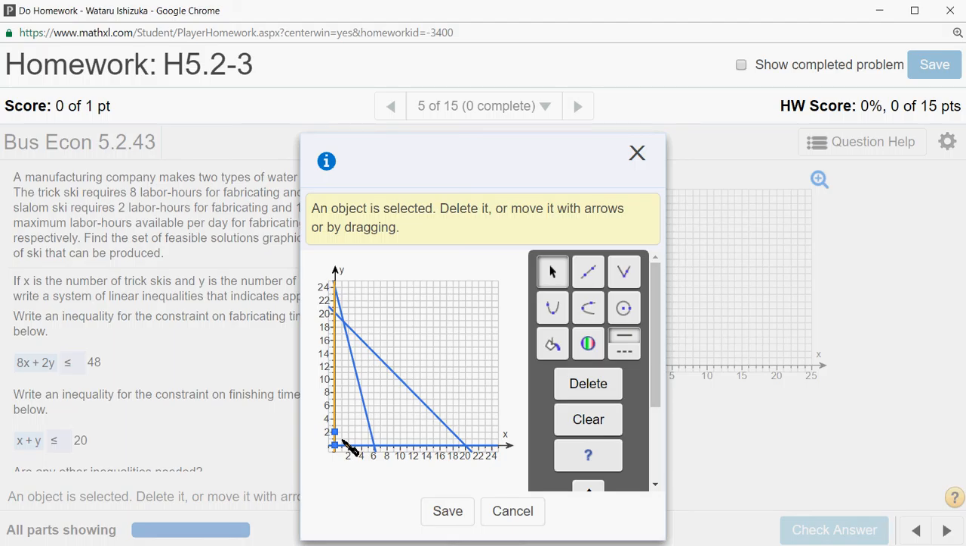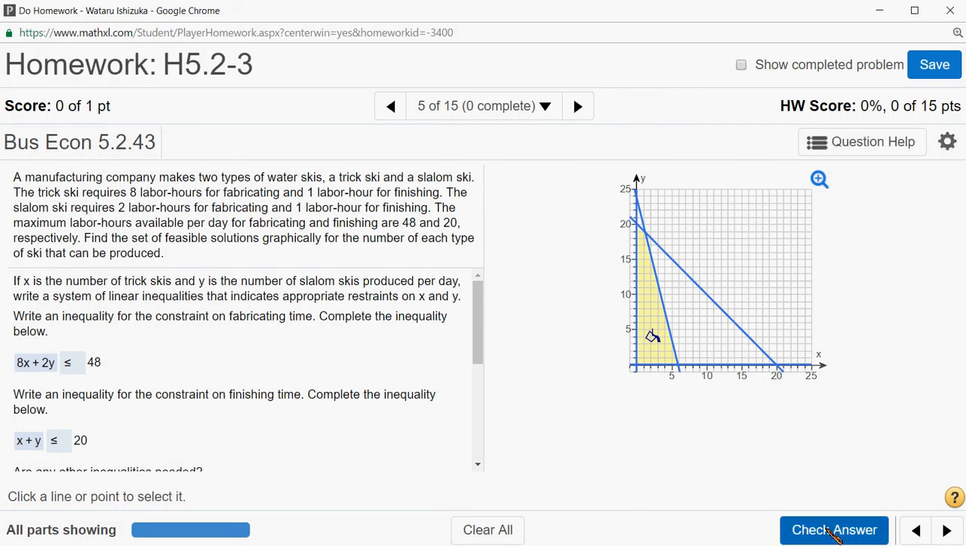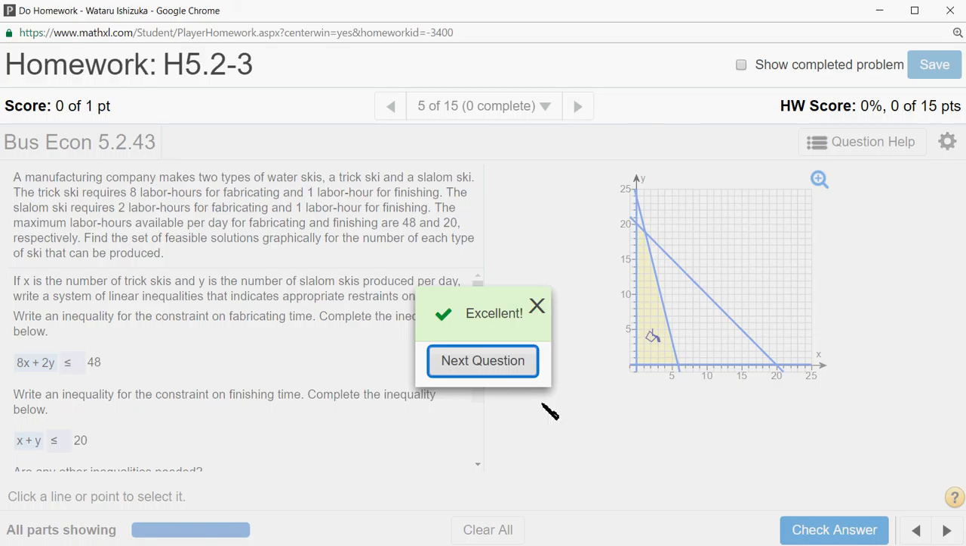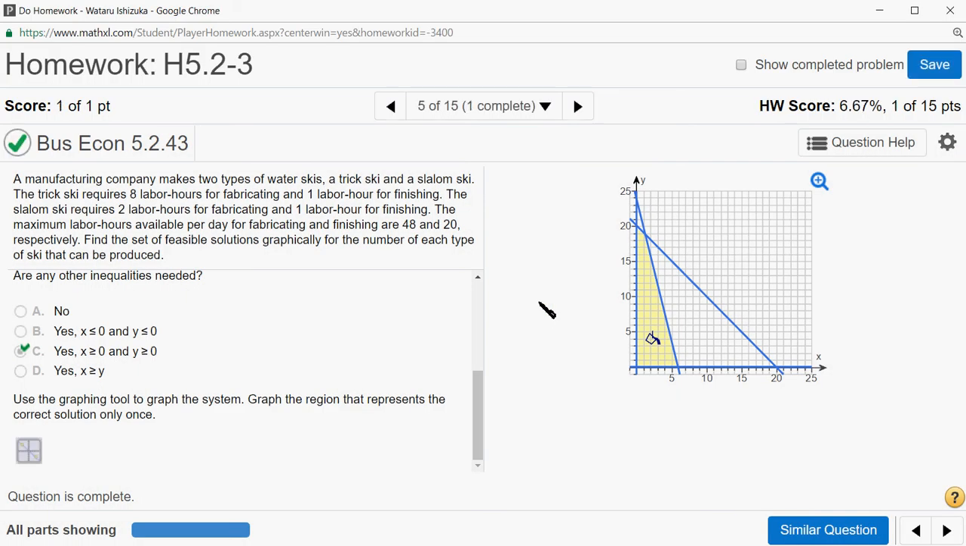Certainly 1, 1 satisfies the non-negative constraints. How about the first inequality? Put 1 here and 1 here: 8 plus 2 is 10, which is certainly less than or equal to 48. And 1 plus 1 is certainly less than or equal to 20. So 1, 1 satisfies all the inequalities. So we want to shade the region which contains 1, 1. Use the bucket tool, and this is the region. Click there, we got that, and save. Check the answer. We got that. All right, that's it. I hope that this was clear.